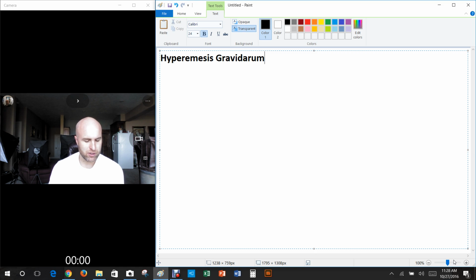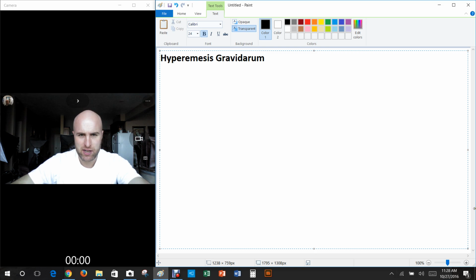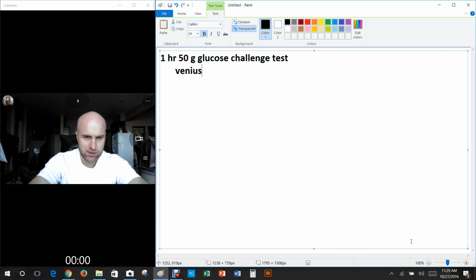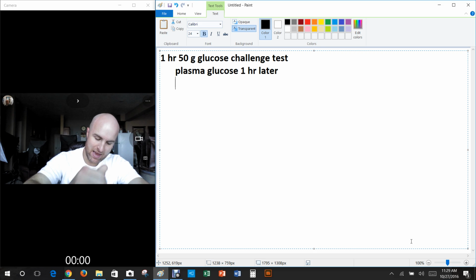So for the diagnosis, you need to conduct a 1 hour 50-gram glucose challenge test. I don't know why they call it a challenge. And then what you need to do is check the plasma glucose 1 hour later. Okay? And when do you do this? This is going to be at 24 to 28 weeks.